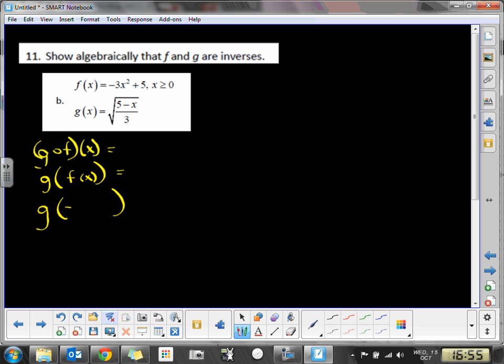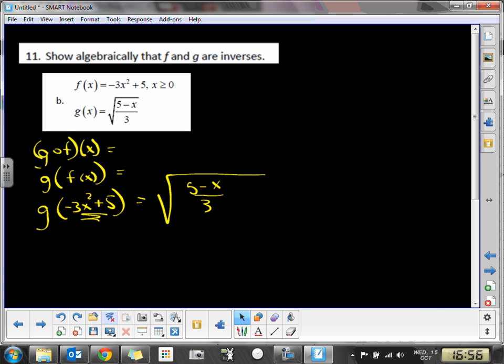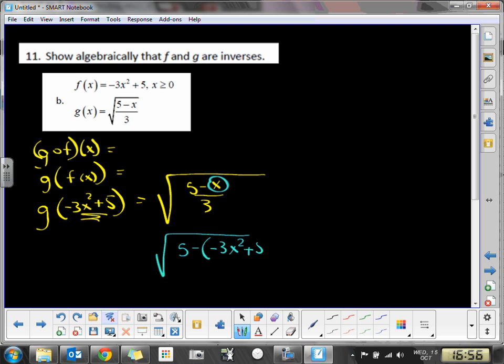So that's putting in negative 3x squared plus 5. We're putting that into function g of x, which is (5 minus x) over 3, which means this input is going in for the x right here. So it's going to be the square root of (5 minus (negative 3x squared plus 5)) all over 3, and that's all underneath that radical.